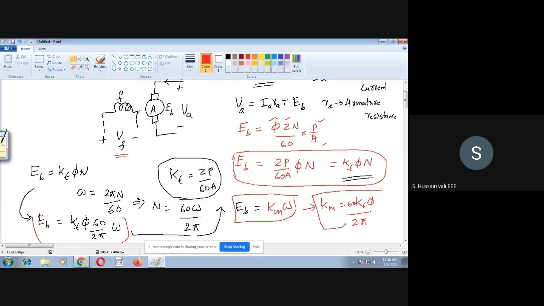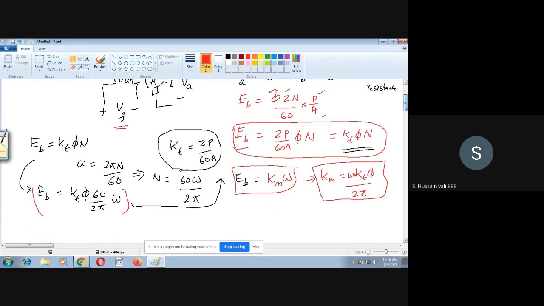This is Km. So we only represented the back EMF in two different forms. One form is EB is equal to KT into phi n. Another form is EB is equal to Km into omega. Now remember, these equations are for a separately excited DC motor. Maybe they may be true for the remaining types of motors also. Whenever we get to them, we will understand that.